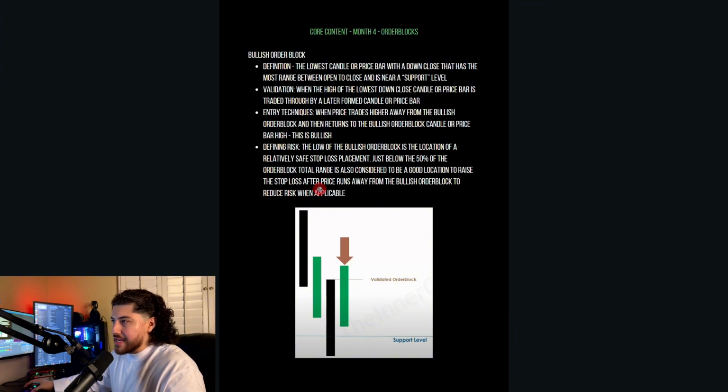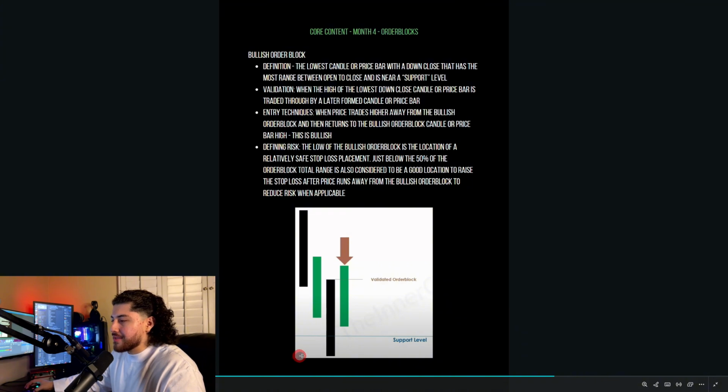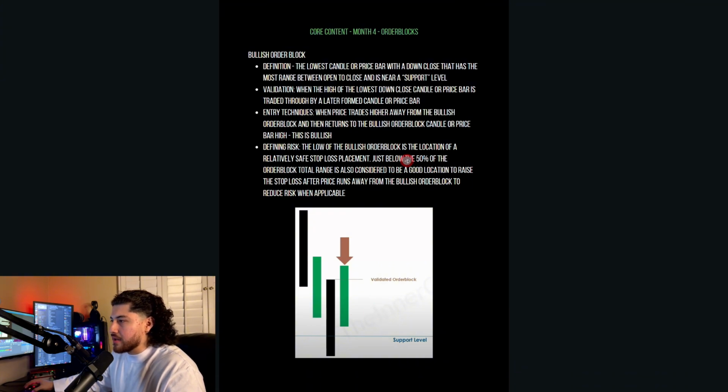Now, when it comes to entering off order blocks, we simply want to wait for price to come back to the opening of this candle, and we can basically enter there. And our stop loss should be underneath the low of the down candle. Once price moves away, we could potentially move it on up to the mean threshold of the bearish candle or the 50% of the order block stated here.